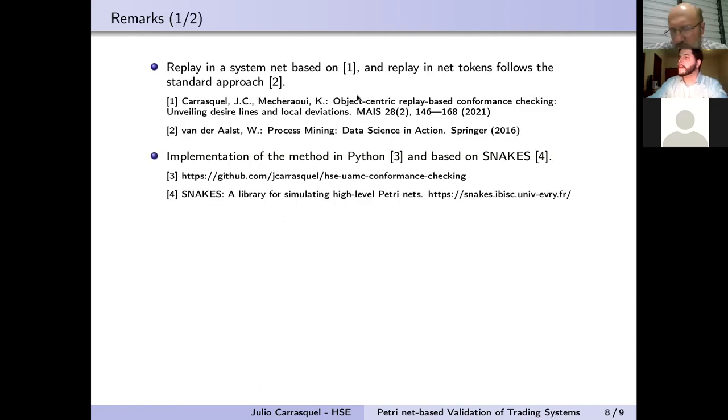Some remarks here. This technique of replaying in the system net is based on an earlier work that we have done with colored nets, another model, where the tokens represent individual identifiers. And the token replay in the net follows the standard approach that can be found in the process mining literature. We have implemented this in Python, and the implementation is based on SNAKES, which is a powerful library for the simulation of high-level Petri nets.